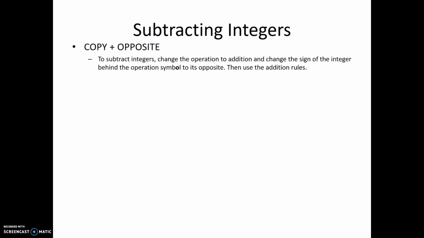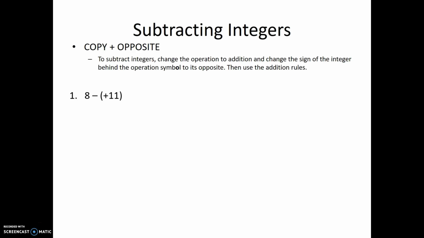Okay. So to subtract integers, change the operation to addition and change the sign of the integer behind the operation symbol to its opposite. Then we're going to use our 2 addition rules. So let me show you what I mean. This is the first example in your notes.